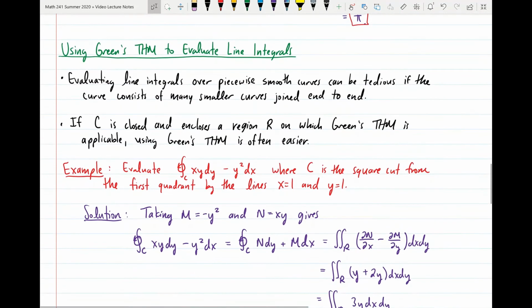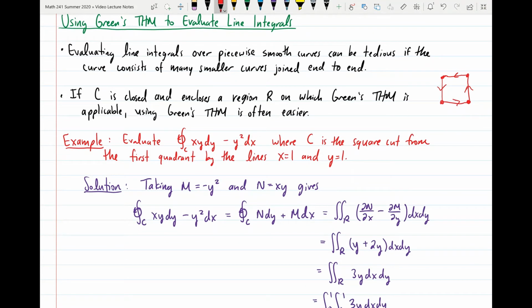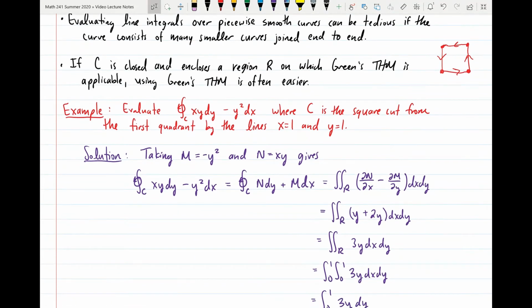But if C is closed and encloses a region R on which Green's theorem is applicable, then using Green's theorem is often easier. So if, for example, our piecewise smooth curve is a square, something like this, and we're traversing it in the counterclockwise direction like this, and we want to find the line integral over that square, instead of taking 4 different line integrals for each of the sides of our square, we can use Green's theorem and just do one double integral over that square. So here's our first example.